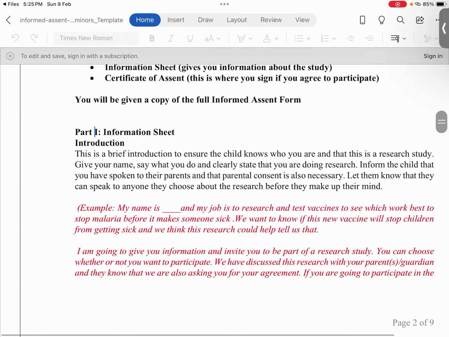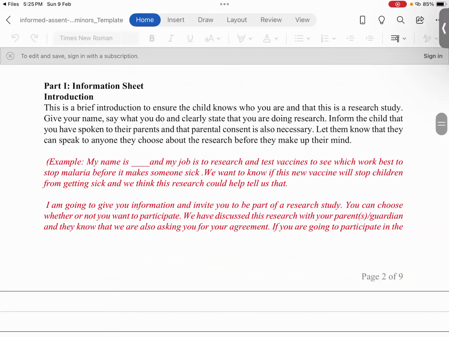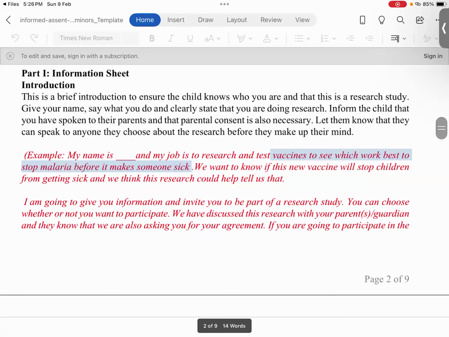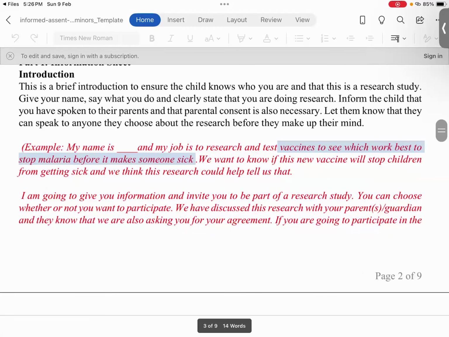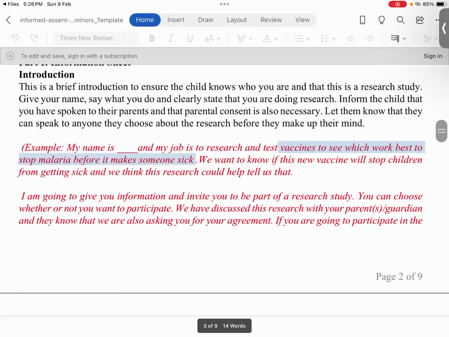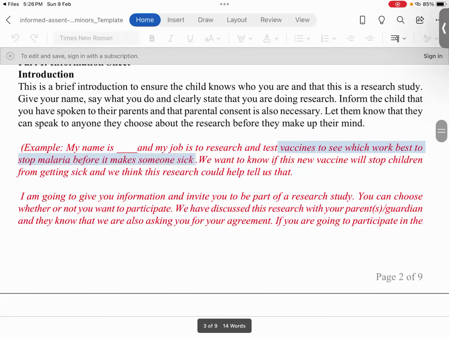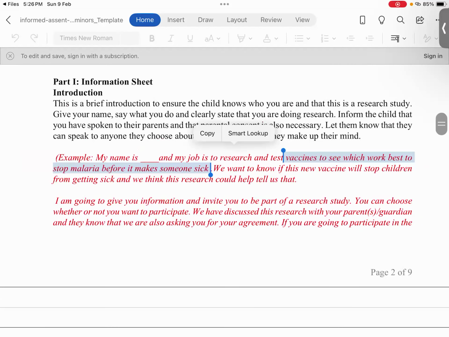So this says that my name is this and my job is to research the test vaccine to see which works best to stop malaria before it makes someone sick. See how it is written here. The definition of vaccine they have given in very simple language. If you can focus here, the vaccine works best to stop malaria before it makes someone sick. Prevention. Basically, they are explaining prevention. We want to know if this new vaccine will stop children from getting sick. That's how you are addressing them.